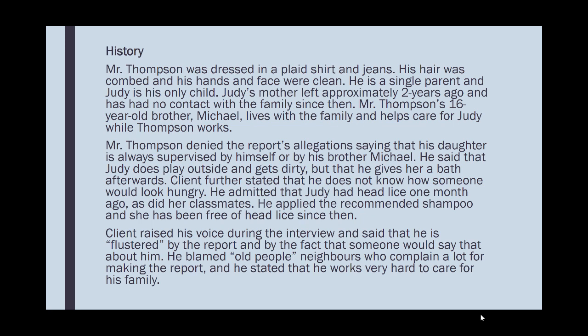The third paragraph describes how aggravated he got, but it talks about it in a neutral, objective way. It said he raised his voice. He said he was flustered by the report and by the fact that someone would say that about him. He blamed old people in the neighborhood who would complain about this. So these are 3 points that are used in order to assess the situation.